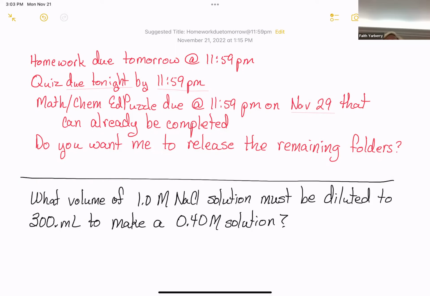The other thing is a folder will come available. I don't know if it's today or tomorrow. I can't remember how I have it scheduled, but the folder for next week will come available shortly.